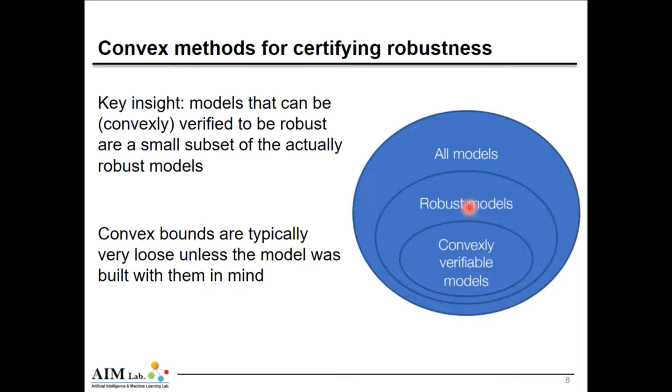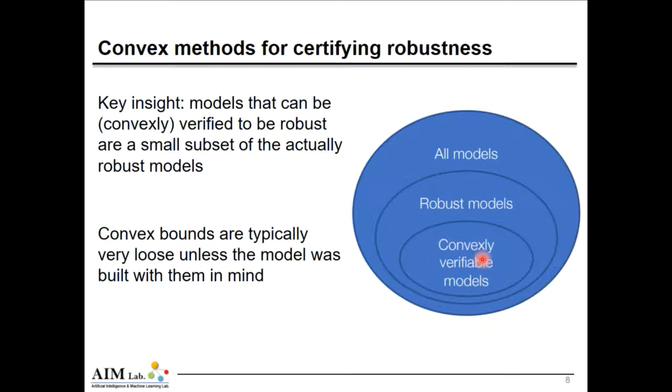So what's going on here? The key insight is that the models that can be convexly verified to be robust are a small set of what seem to be the actually robust models. You can think of a Venn diagram here. There are all models, and within that the robust ones. There's some space of robust models in that, and then within that there's some space of convexly verifiable models.